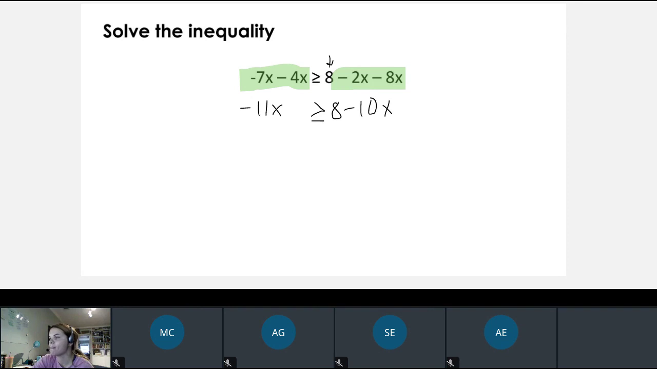Any questions about how I got to this step? Awesome. Okay, so now we need to get our x variables on the same side. So what I'm going to do is move this 10x. It was subtracting 10x, so I'm going to do the opposite, which is adding 10x. On the left-hand side, negative 11x plus 10x is going to give me negative 1x or negative x, and that is going to be greater than or equal to 8.